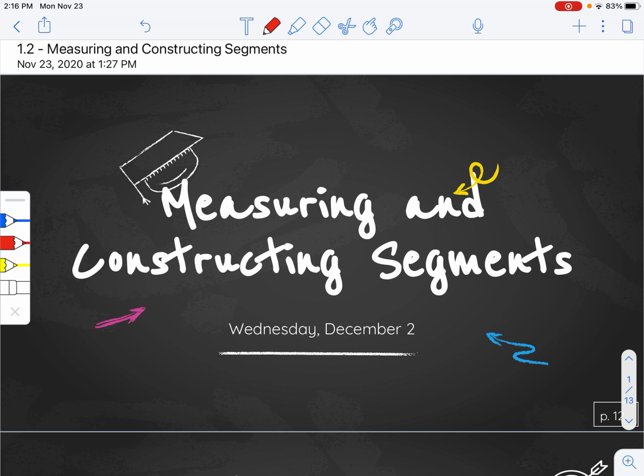Today we're going to be looking at lesson 1.2, measuring and constructing segments, and that is on page 14, page 12 in your textbook. If you want to follow along in your textbook as I go through this slideshow, that would be totally fine. Again, we'll start on page 12.